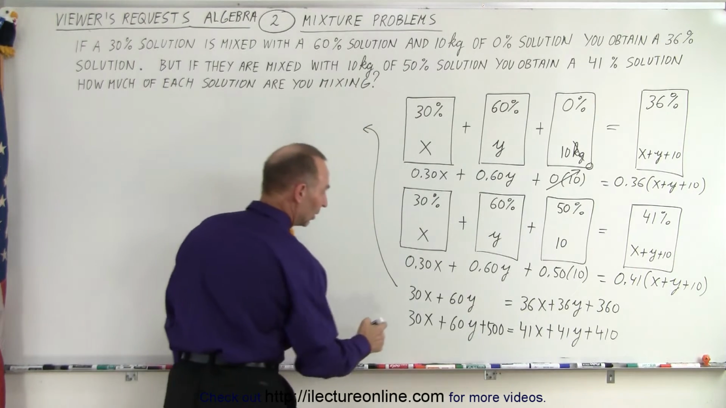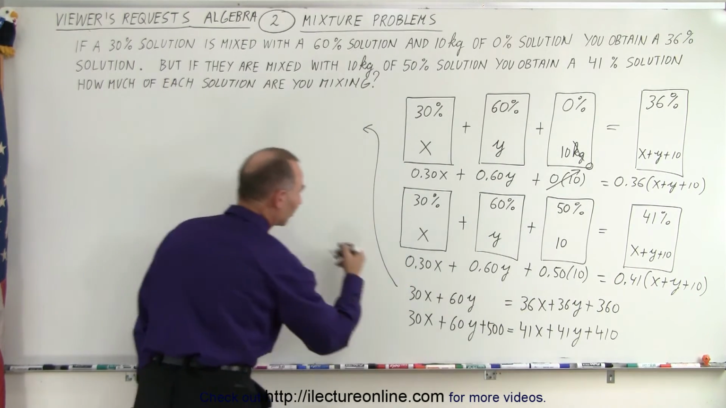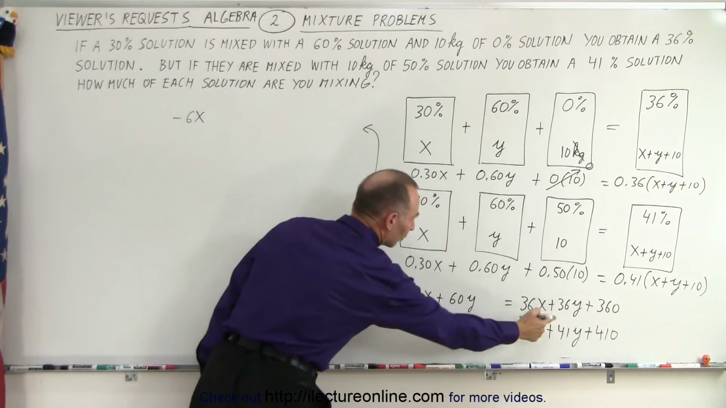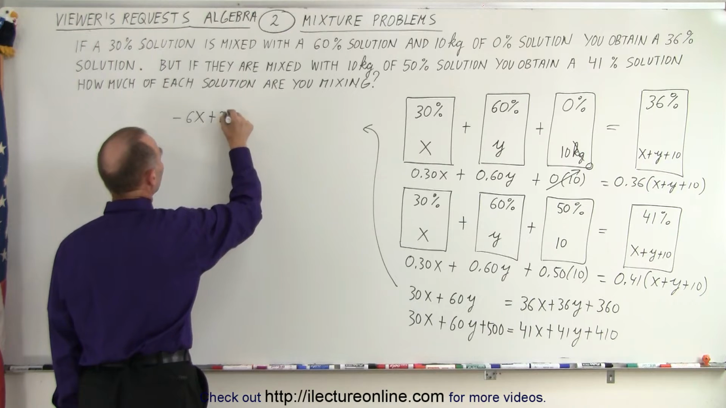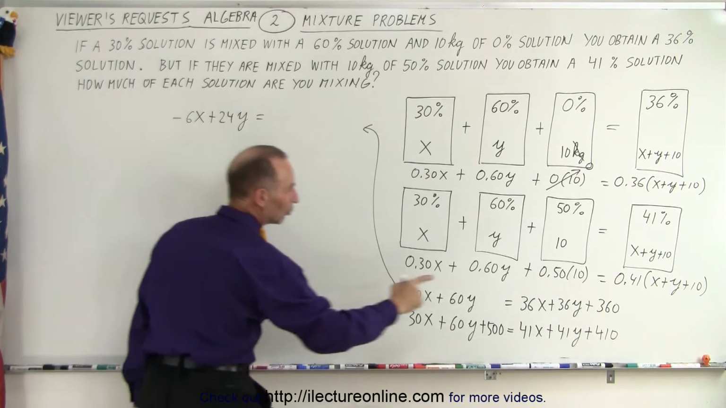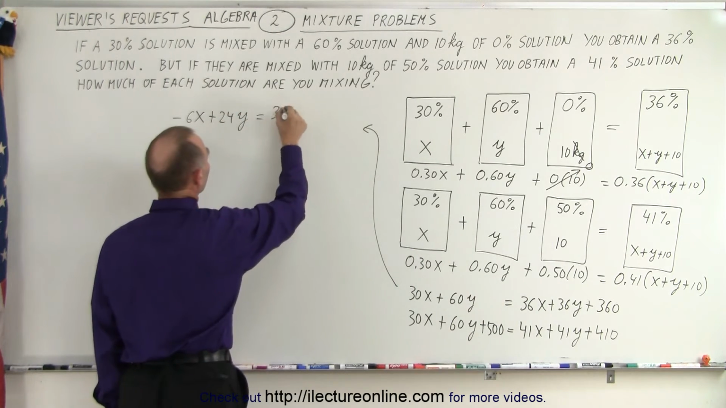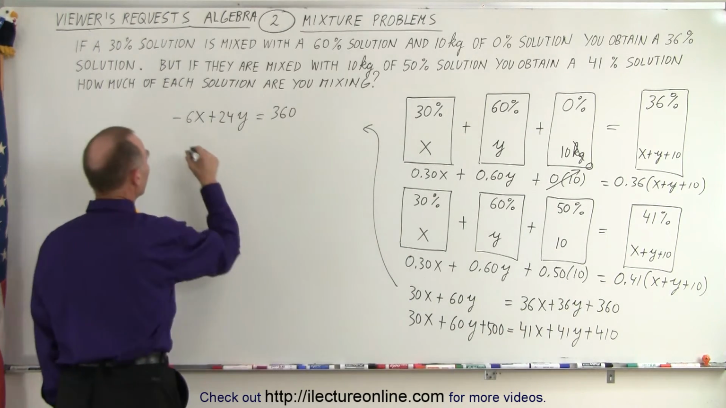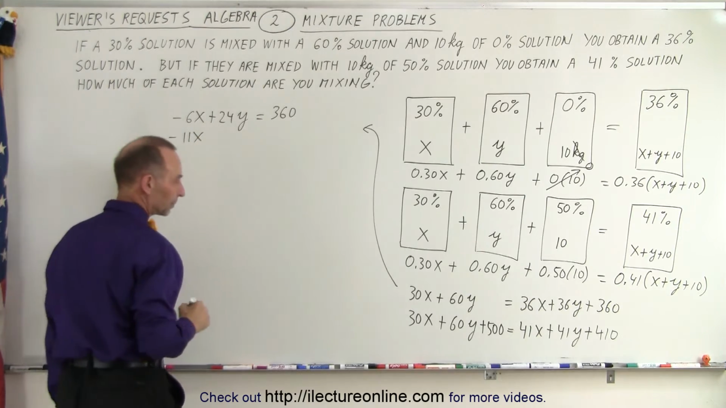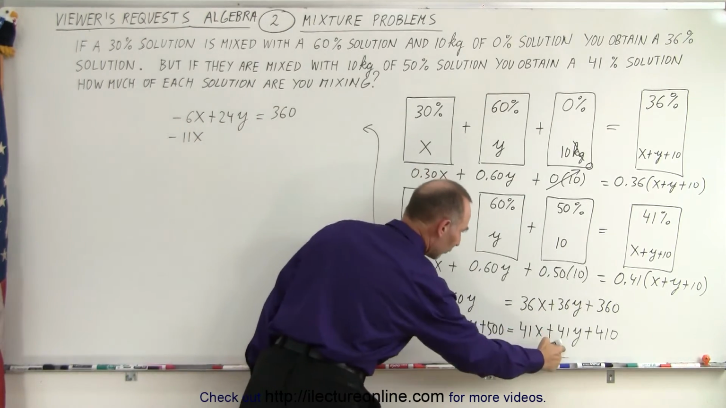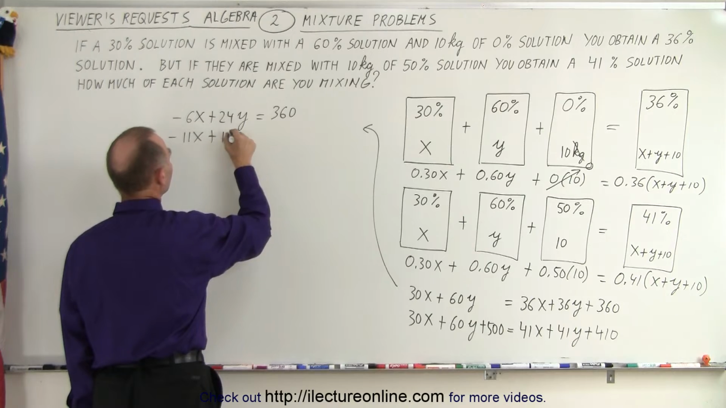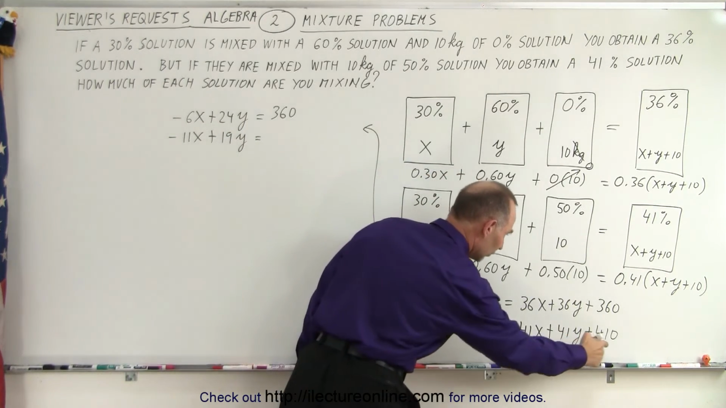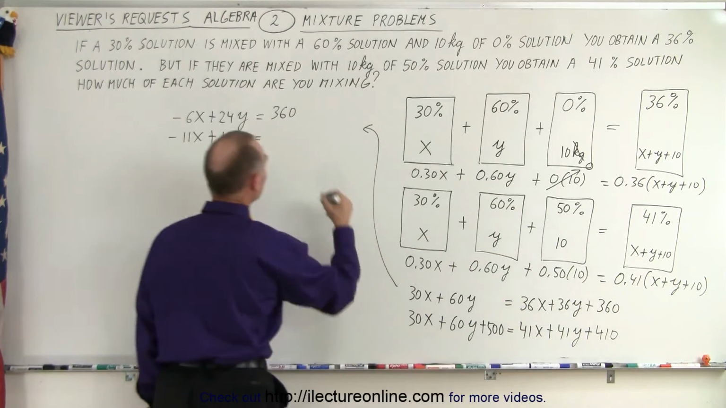And the first equation, it would be 30x minus 36x. So we have minus 6x. 60y minus 36y, that would be plus 24y, would be equal to 360. And the second equation, that would be 30x minus 41x, that would be minus 11x. 60y minus 41y, that would be plus 19y, is equal to 500, moving to the other side, that would be minus 500, that would be minus 90.